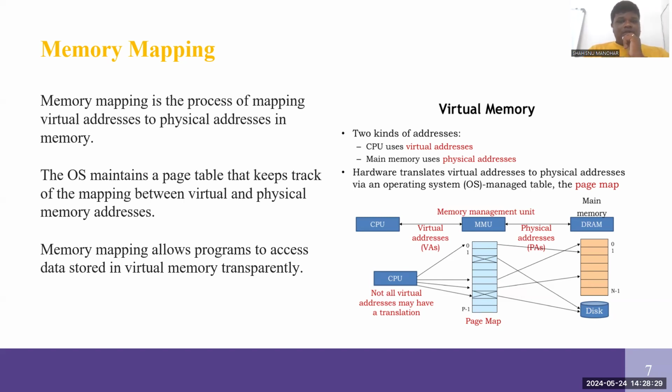There are two kinds of addresses in virtual memory. The CPU uses virtual addresses and memory uses physical addresses. Hardware translates virtual addresses to physical addresses by an operating system managed table, the page map. Here is a diagram which shows how a memory management unit uses virtual memory in order to execute processes and tasks.